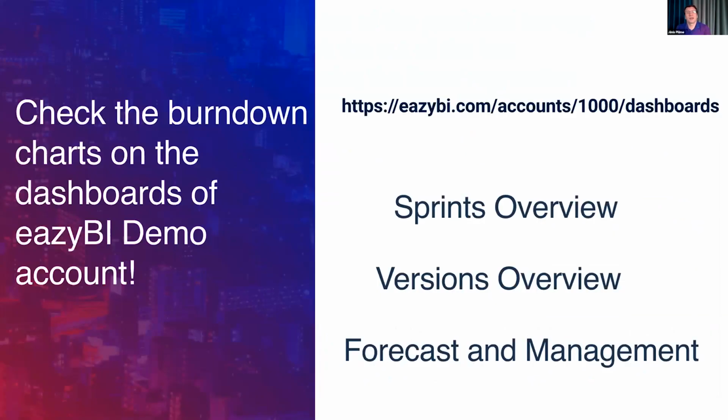So let me remind you again that there is a demo account where you can borrow good ideas of how to create your burndown charts. There are 3 dashboards where you could find useful examples of burndown charts. First is the sprint overview, where you can find sprint burndowns, and then an excellent report of epic burndown by sprints. There is the version overview dashboard, where among others you will find the version report created in eazyBI, and one more dashboard completely devoted to the forecast and management with a couple of burndown reports and many other things for forecasting.